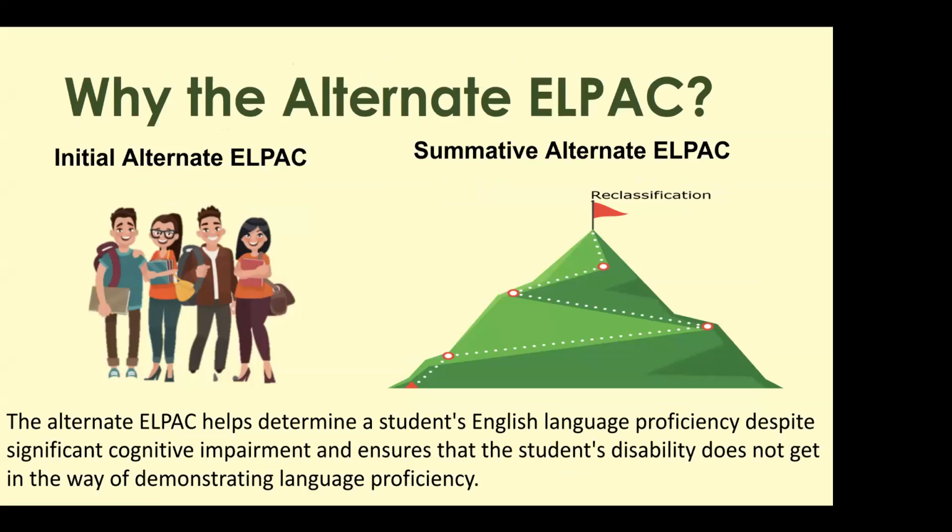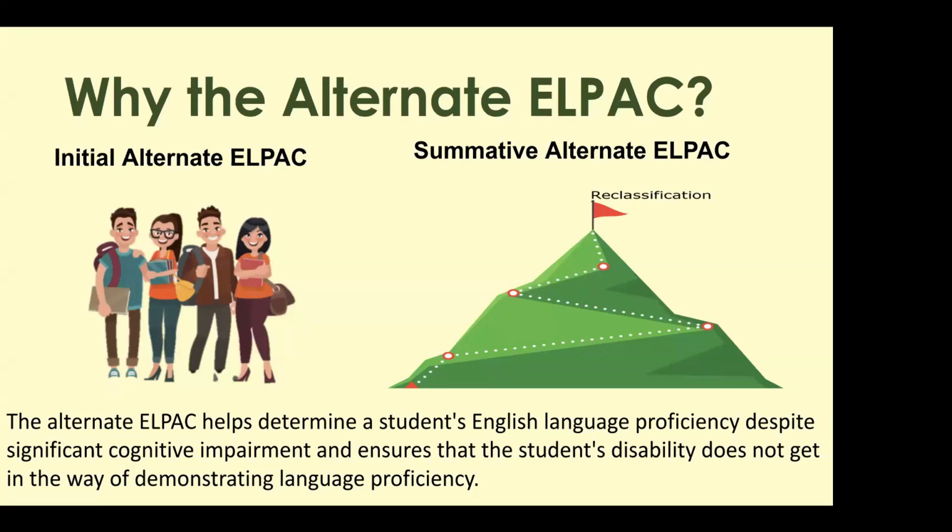Like the ELPAC, the purpose of the alternate ELPAC is twofold. The initial alternate ELPAC will provide information to determine the initial classification of a student as either an English learner or an initial English fluent student, also referred to as IFEP.